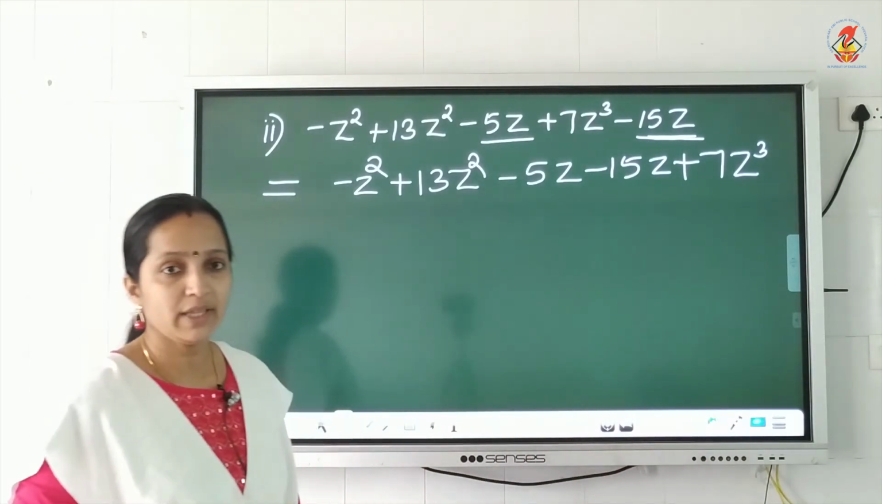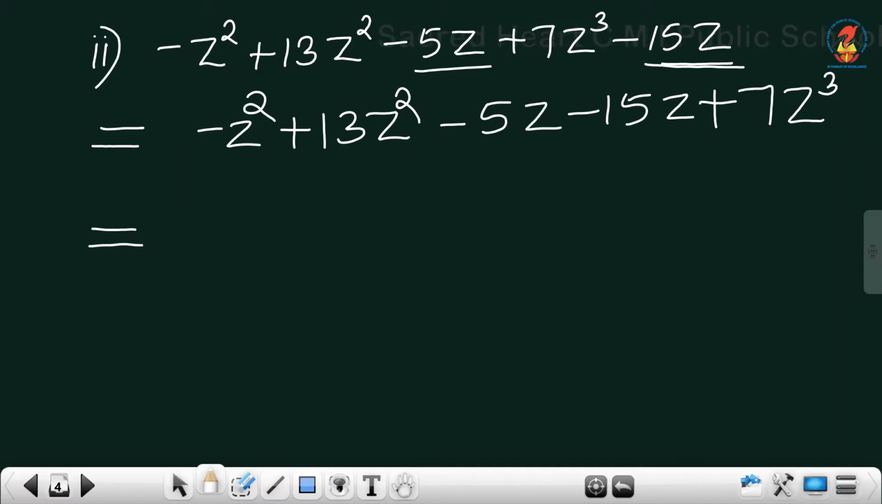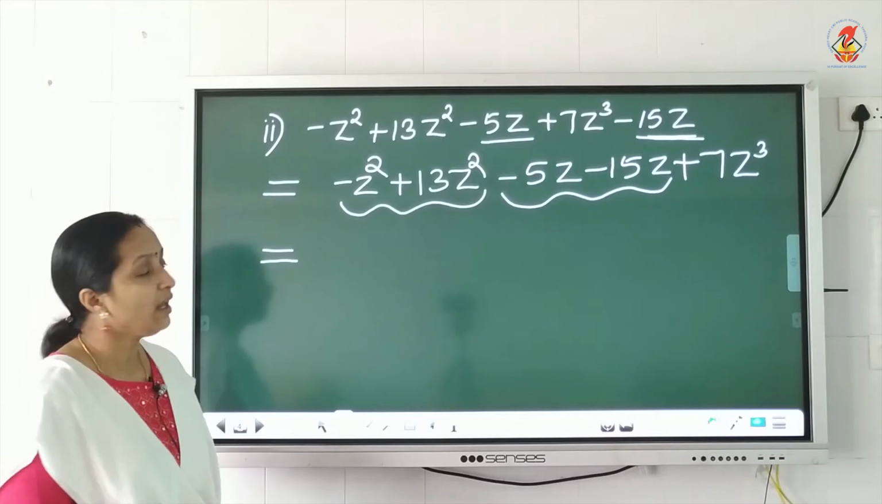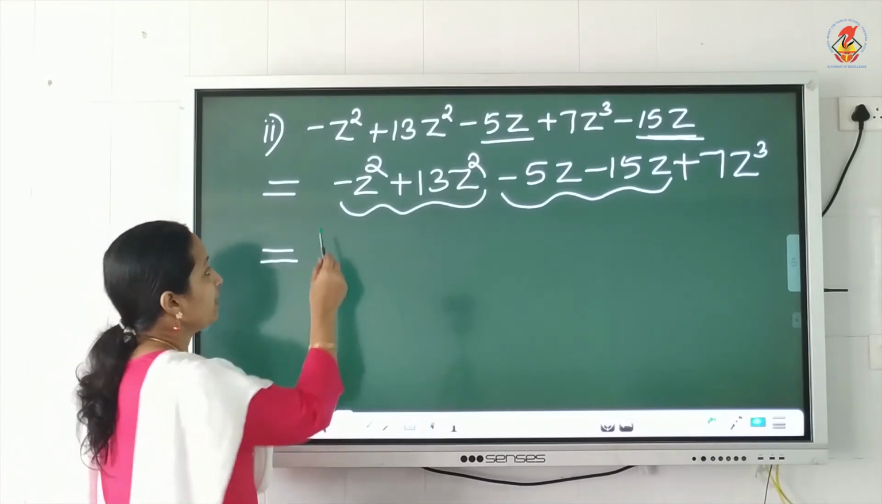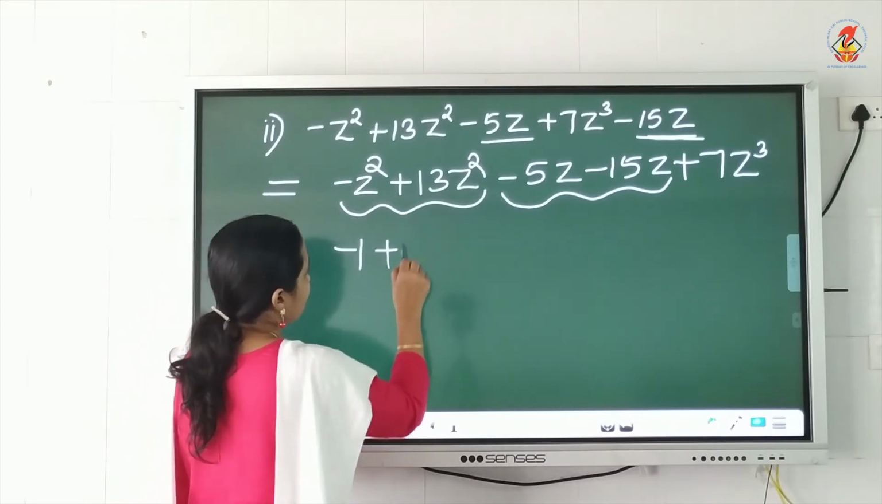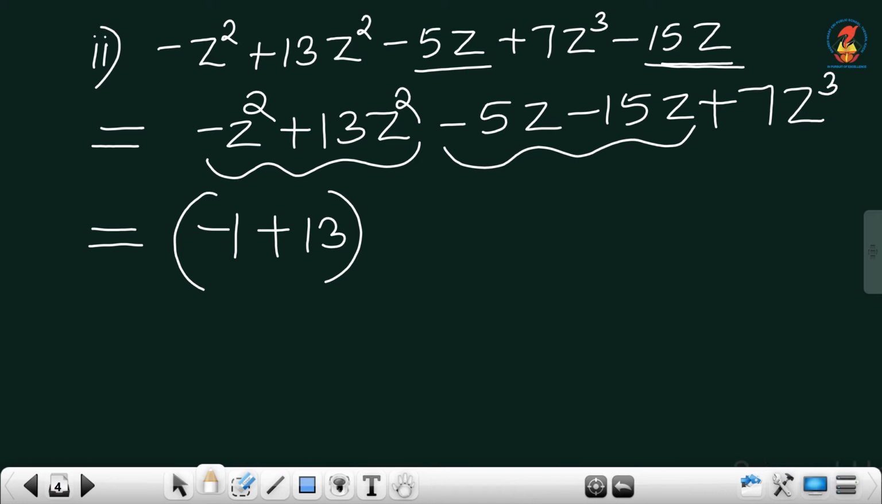Okay, now for finding out the answer, what you have to do. Negative z square means what? Negative 1 z square. What is the coefficient of z square here? 1. So you can write, these are like terms. Okay, so you do one thing, the variable there is z square. Just take that z square outside and write the numerical coefficient. That means here the numerical coefficient is negative 1 plus 13, inside the bracket. This bracket is important, and the variable here is z square.